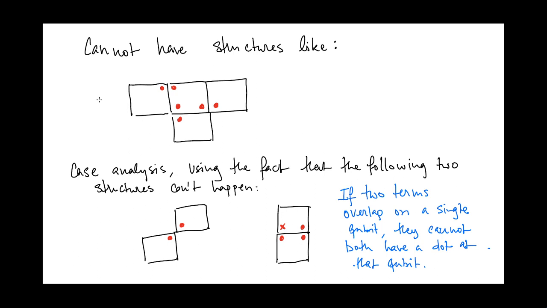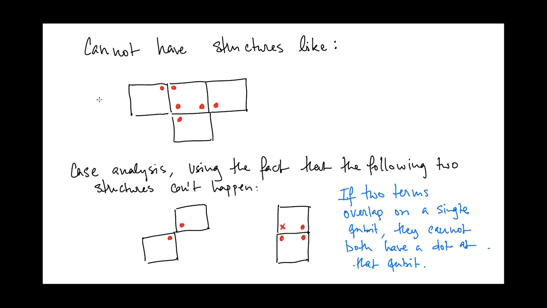So basically, I can't have this structure. What I'm doing is taking all of these terms and saying which neighboring terms overlap on a single qubit. Those ones I have to think about and disentangle in some way. And I'm arguing that I can't have a really complicated structure of this overlapping pattern.